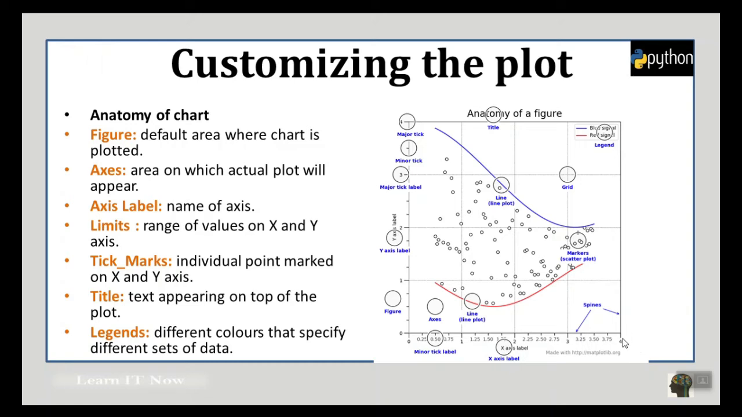Limits are the range of values on x and y. So xlim is the range of values on the x axis, ylim is the range of values on the y axis. Tick marks are the individual points that are marked on the x-axis, like 0.25, 0.50, here 1, 2. And the title is expressed here. The legends tell you the different colors that specify different sets of data.